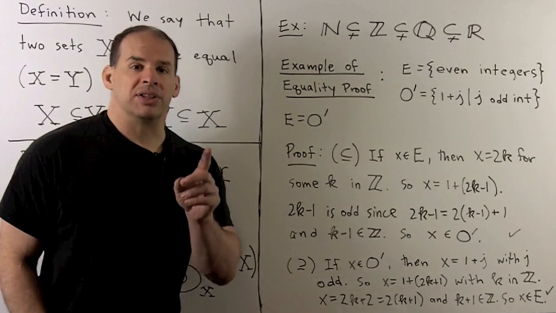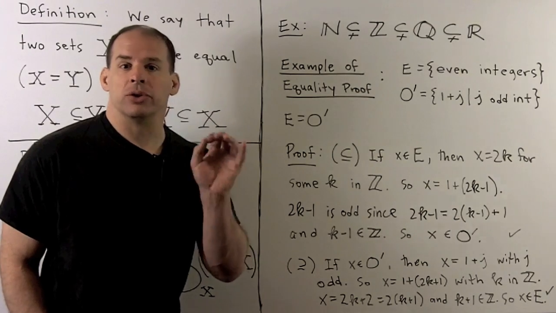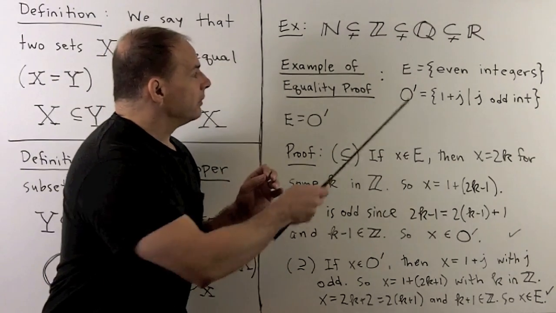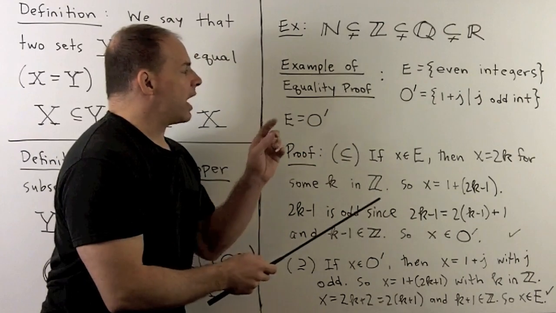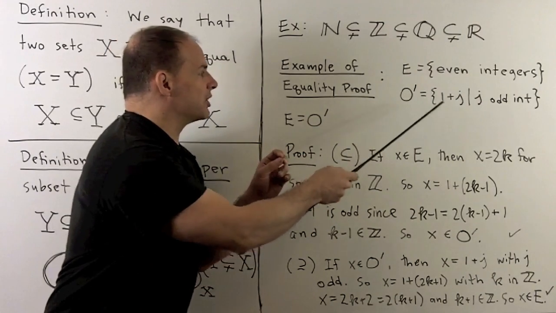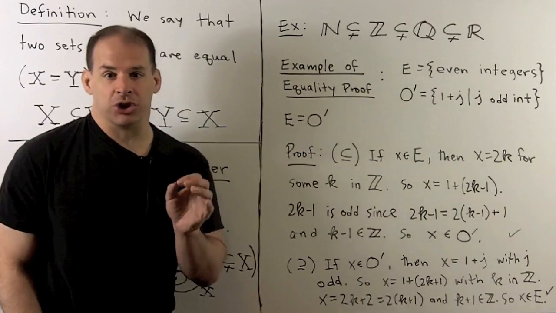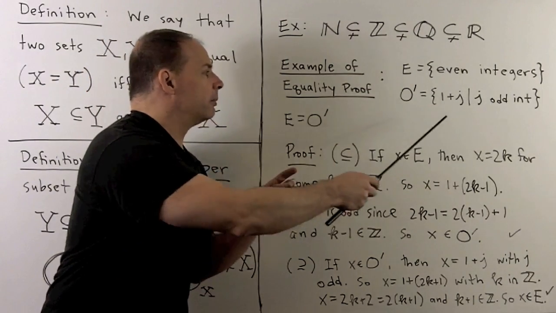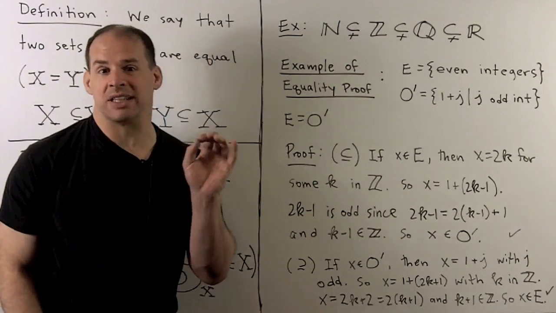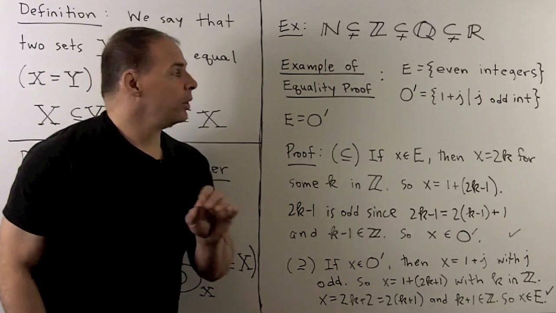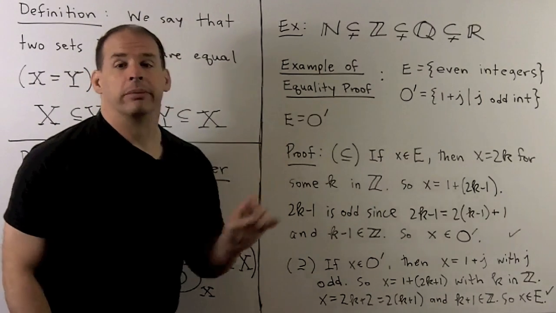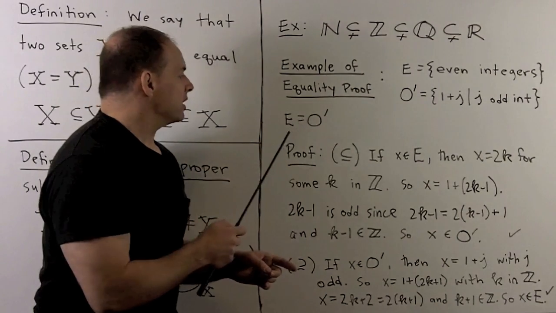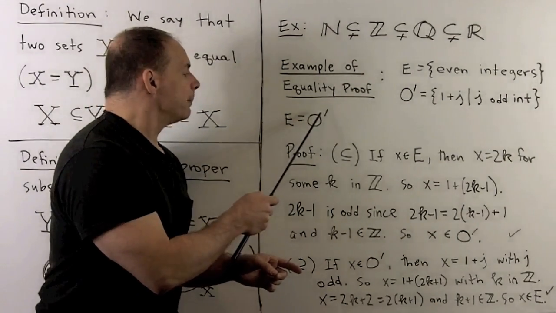Now, let's see how we do a proof to show that two sets are equal. So I'm going to have E as the even integers. I'm going to have O prime equal to 1 plus j, where j is an odd integer. Now, there's not a lot of content here. That's not the point. We want to pay attention to style. We'll see more equality proofs in upcoming talks. So the statement is E is equal to O prime.